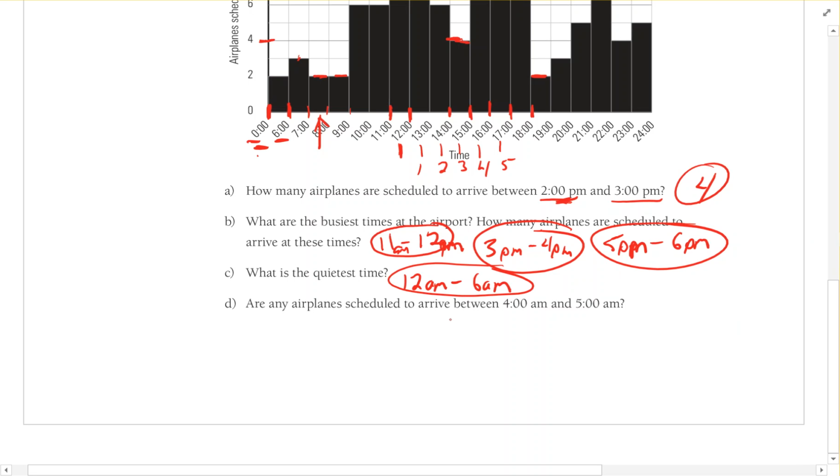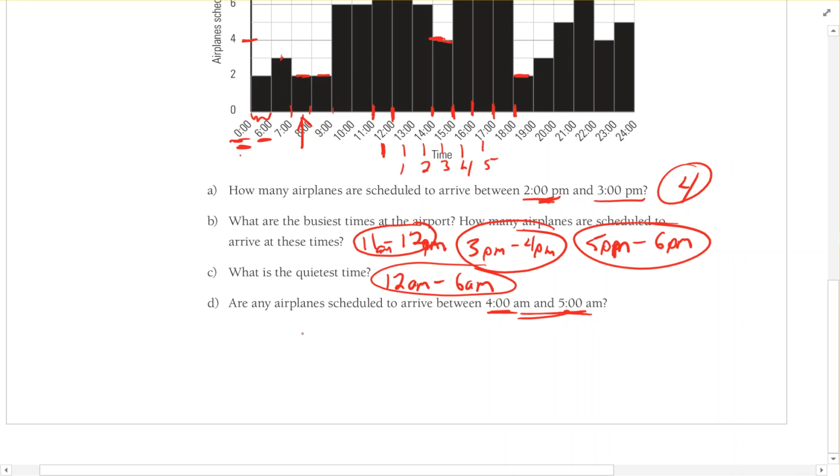Are any airplanes scheduled to arrive between 4 and 5 a.m.? So the problem with this, what we have right now from 0 to 6, we don't know when those are coming in. We just know that between 0 and 6 is when we're going to get 2 planes. We don't know if that's between 4 and 5 or not. It might be between 5 and 6 when those planes come in. It might be from 0 to 4 where they come in. So we don't really know. So not enough information.